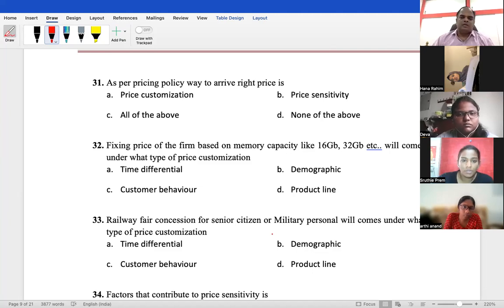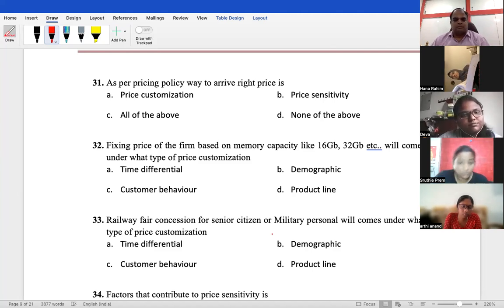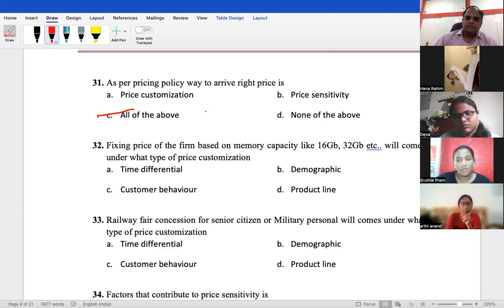As per pricing policy, the way to arrive at the right price is price customization, price sensitivity, all of the above, none of the above. The answer is all of the above. Fixing the price of the firm based on memory capacity like 16 GB, 32 GB will come under what type of price customization? Option A, time differential, B, demographic, C, customer behavior, D, product line. It's purely based on product line.